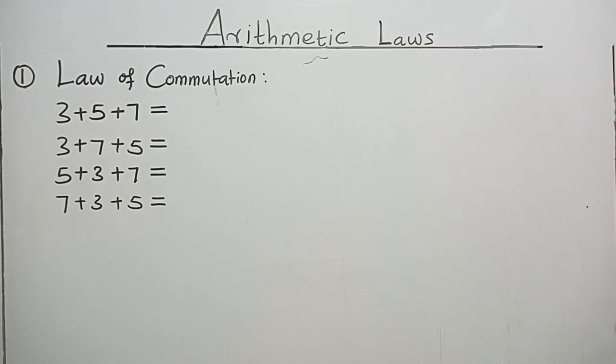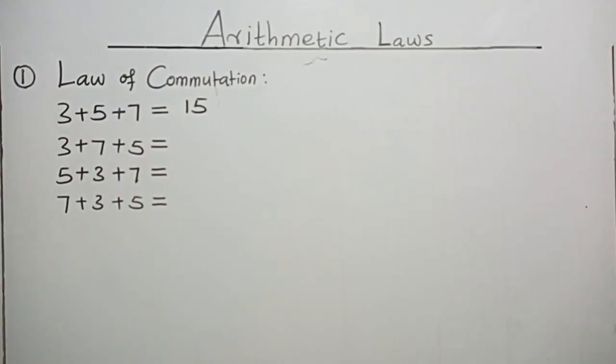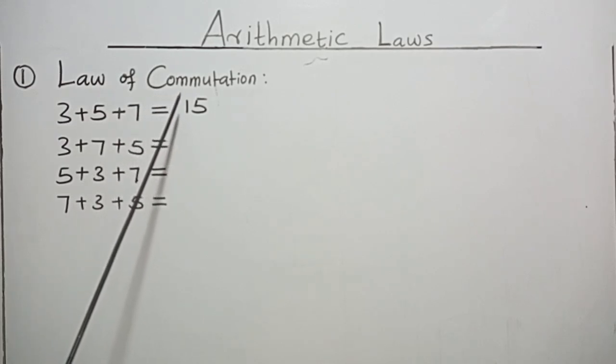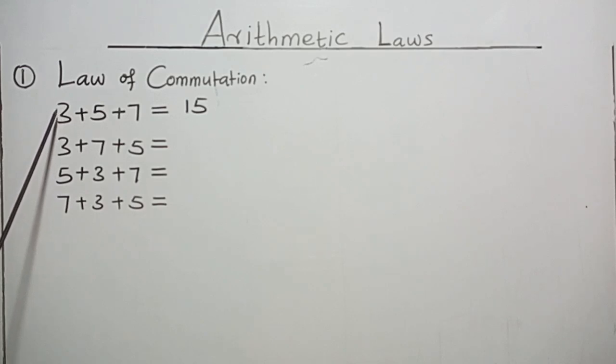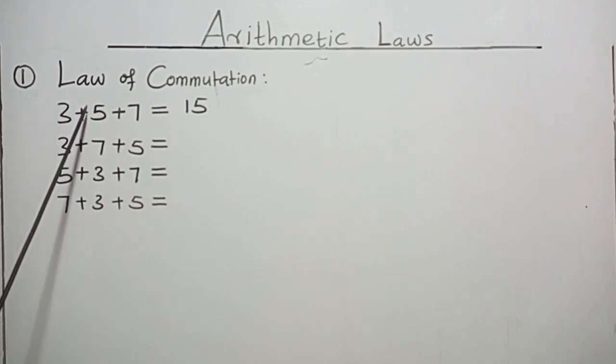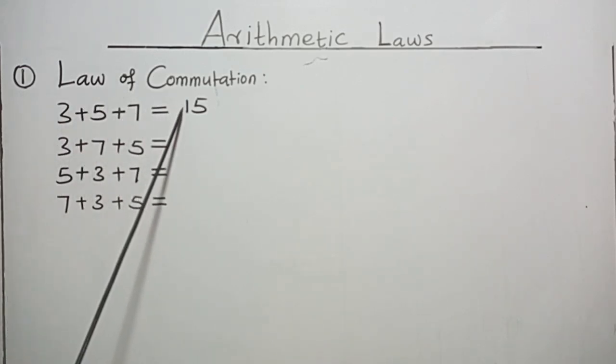3 plus 5 is 8. 8 plus 7, what is it? Let me tell you. In fact, you know what the answer is, but let me write the answer so that we agree on one thing. Please find out. Yes, 3 plus 5 plus 7 is equal to 15. This is a sum of three numbers. Sum of 3, 5, and 7 is 15.